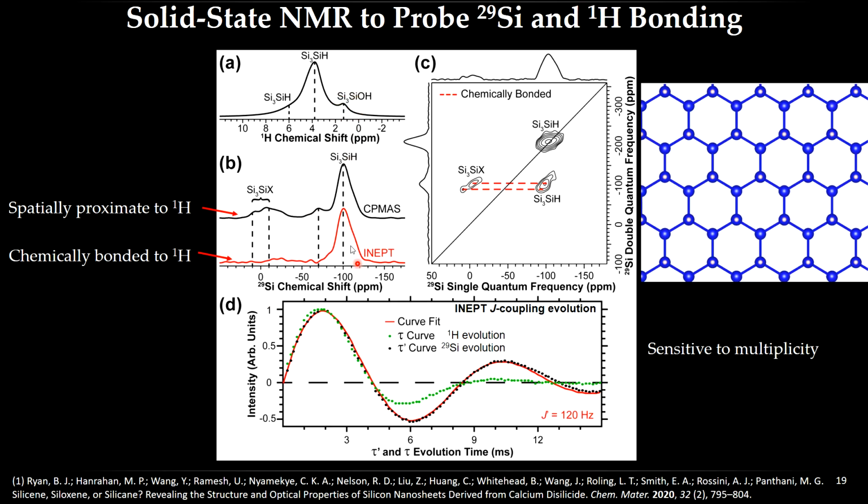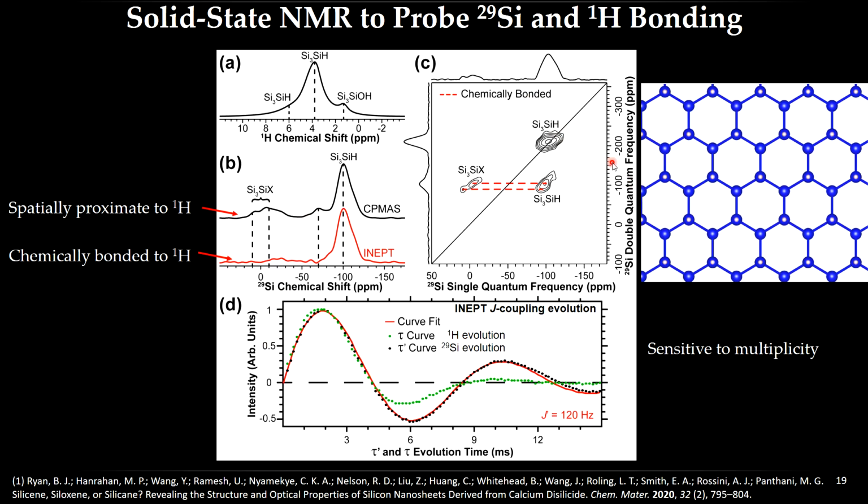Then we turn to a 29Si NMR spectrum. And there were 2 different experiments that were run. One of them probed protons that were spatially proximate to a silicon center, and the other showed protons that were chemically bonded to a silicon center. And what we can see is that, in general, the peaks line up quite well, meaning that the protons that are spatially proximate to a silicon are also chemically bonded. But we do see an SiX feature that is currently under investigation. We think it's silicon chlorine, but we still need to demonstrate that.